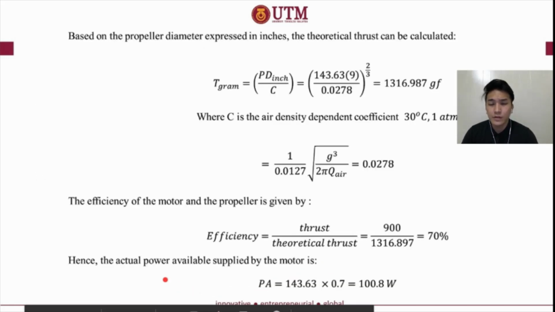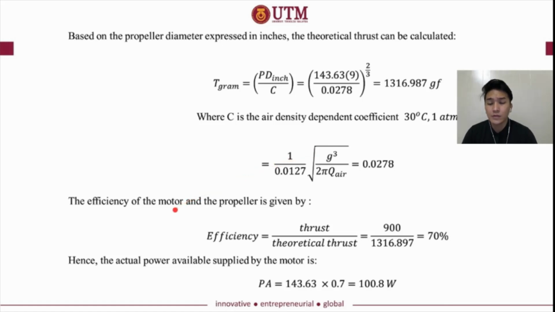So for the power available, we have to first calculate the theoretical thrust, which is given by the power given by our motor, multiplied by the diameter of the propeller in inch, and divided by the air density dependent coefficient, which in our case we consider at 30 degrees Celsius at 1 atmospheric pressure, which we get around 0.0278. In the theoretical thrust, we get around 1300 gram force.